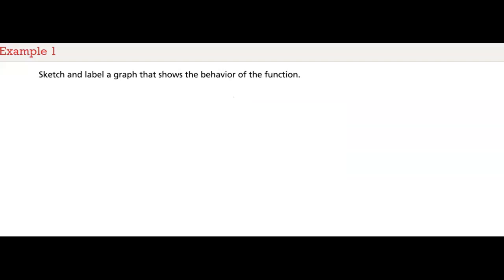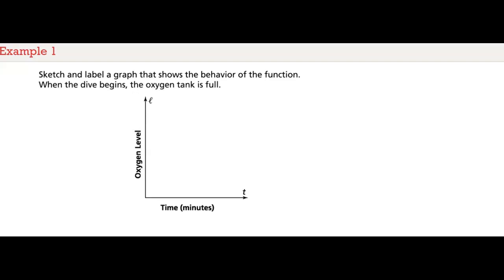Now, let's use the information we know to sketch and label a graph. We want a graph that shows the behavior of the function. Draw the two axes. Label the input variable, time, T, and the output variable, oxygen level, L. At 0 minutes, when the dive begins, the oxygen tank is full. Now, what happens during her dive?